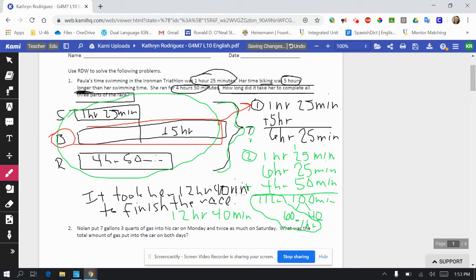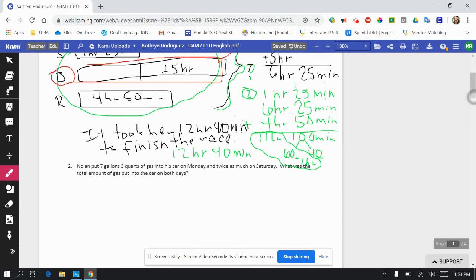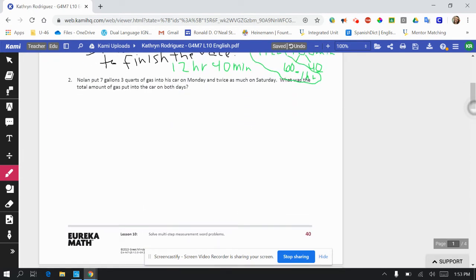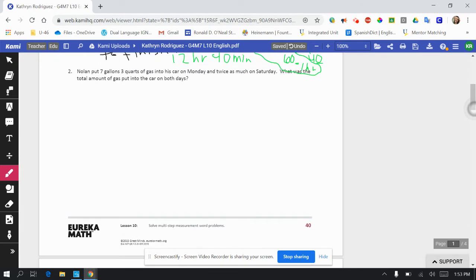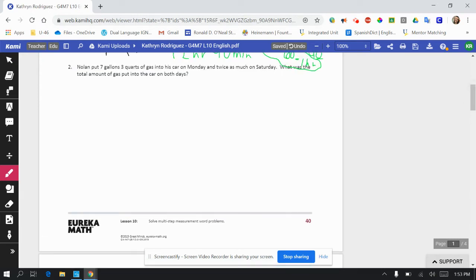All right. Again, that was a multi-step problem. We had 2 steps for that one. On to number 2. All right, Nolan put 7 gallons, 3 quarts of gas into his car on Monday and twice as much on Saturday. What is the total amount of gas put into the car on both days?